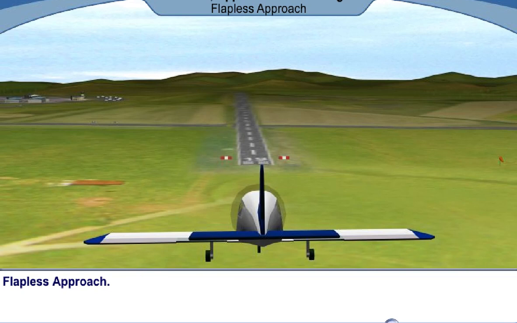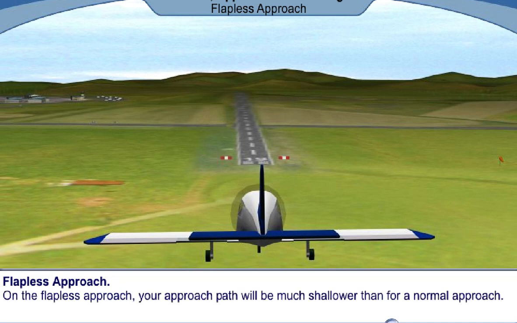We'll now look at the flapless approach. You will most probably never find yourself in a situation where you are unable to operate the flaps. Nevertheless, in an aircraft with electrically driven flaps, power failure is obviously a possibility. You may also, of course, elect to carry out a flapless approach against a strong wind.